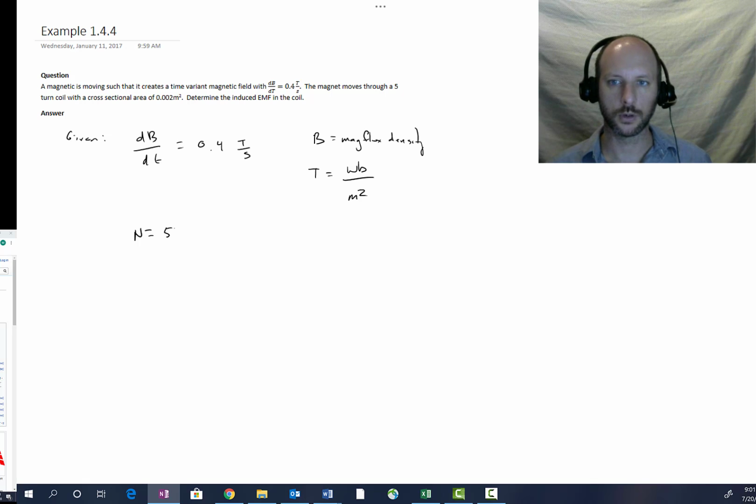N is just the number of turns in the coil. It's a multiplicative factor. And then A is the cross-sectional area. What is the area that is perpendicular to the magnetic field lines?